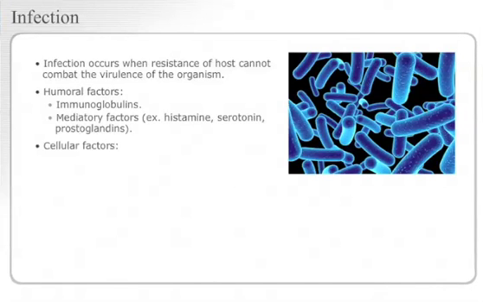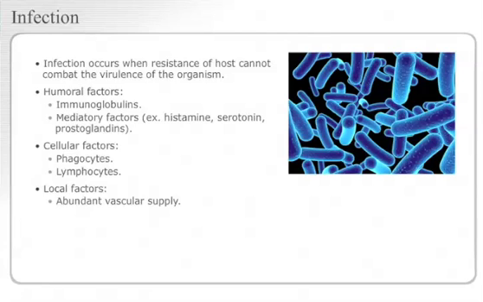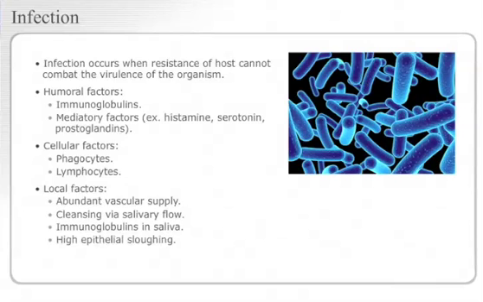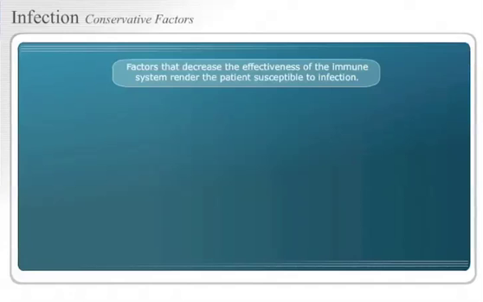Cellular factors include phagocytes that kill organisms and lymphocytes that produce the immunoglobulins and other proteins that assist the humoral system. Local factors are particularly helpful in the oral cavity and include abundant vascular supply, cleansing via salivary flow, immunoglobulins in saliva, high epithelial sloughing, and multiple organisms that restrain the population of any single organism. A depletion of any resistance factors weakens the immune system and can render a patient susceptible to infection.